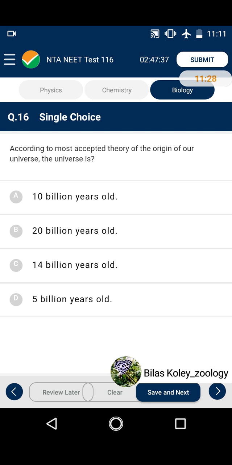Question number 16. According to the most accepted theory of origin of our universe, the universe is, and the options are 10 billion years old, 20 billion years old, 14 billion years old, and 55 billion years old. In these questions, the right option will be option B, 20 million years old.